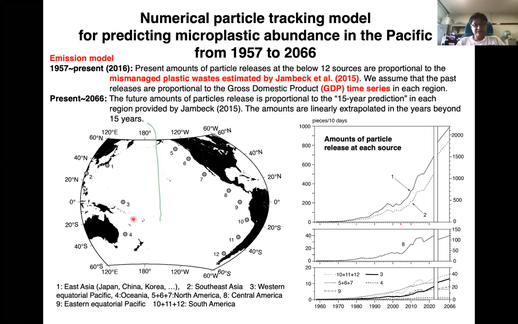So you can find some dots. This means the generation area of the microplastics. The generation of the microplastics is proportional to the mismanaged plastic waste estimated by Jambeck, 2015. And the time series of the microplastic generation is proportional to the gross domestic product, GDP. So this is the emission model of the Jambeck and GDP model.